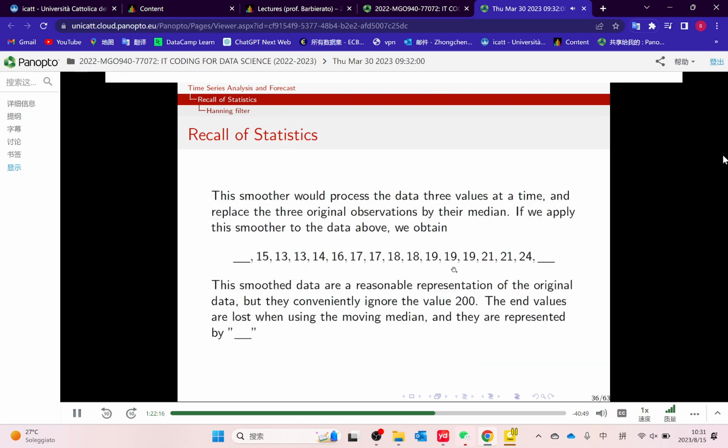So as you can see, it is rather robust because the 200 value is gone and it did not affect my time series in any way. But I'm losing values. This is something that was evident in that Excel file we saw before, and it is even more evident for the median.